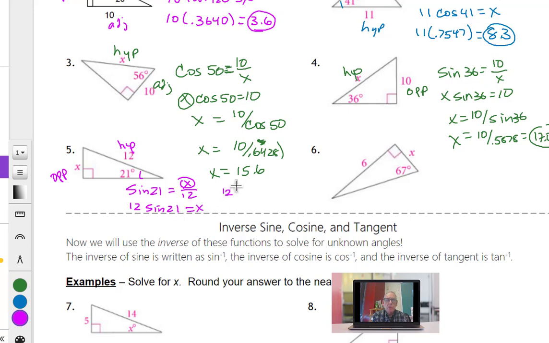Now from the table, the sine of 21 is 0.3584. So x equals 12 times the sine of 21, which is 0.3584. And that gives us 4.3, rounded off to 1 decimal place.